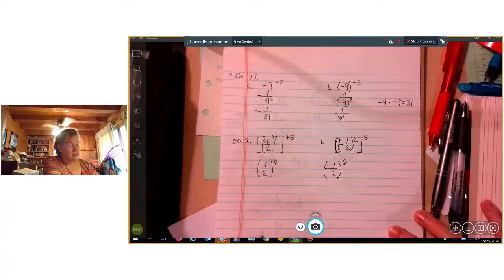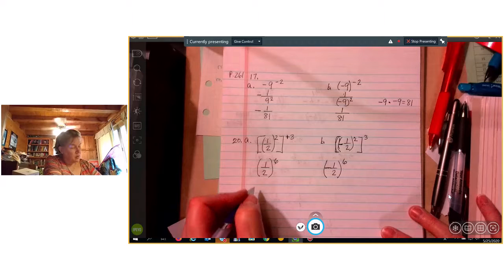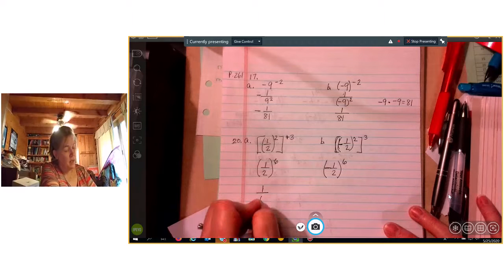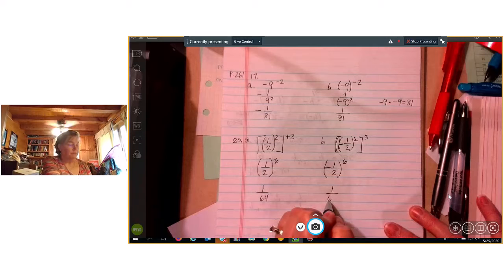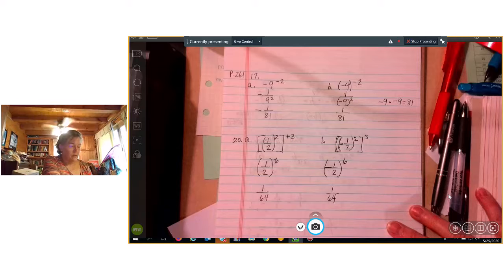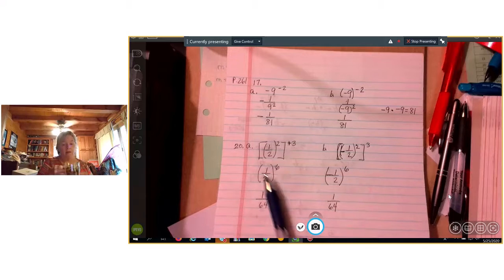So 2 to the 6th power is actually 64. So this is going to be 1 over 64. And this will actually equal 1 over 64. So you have 2 different ways of getting there, and we got the same answer.